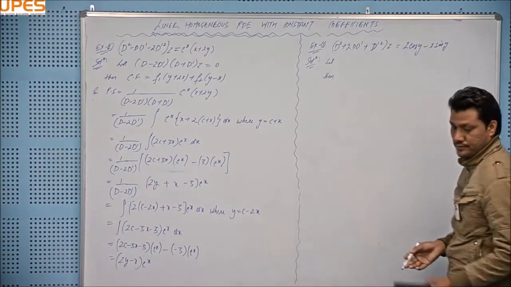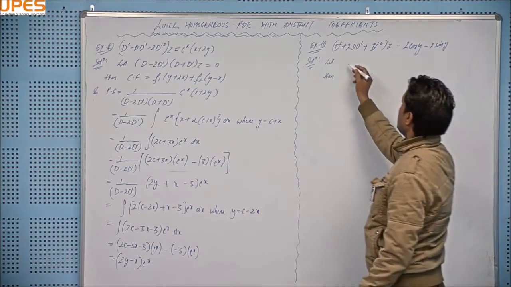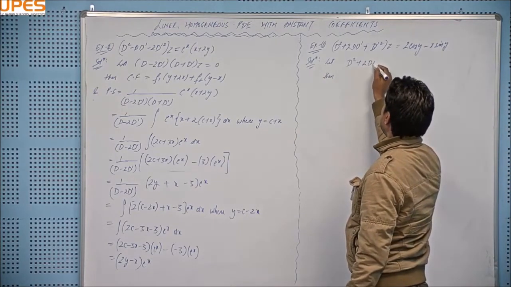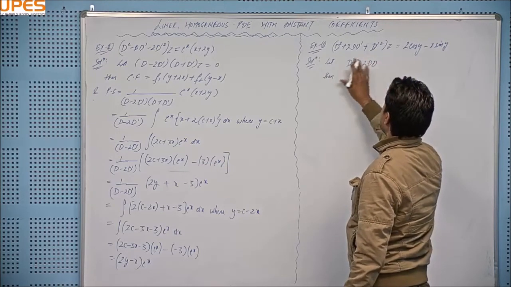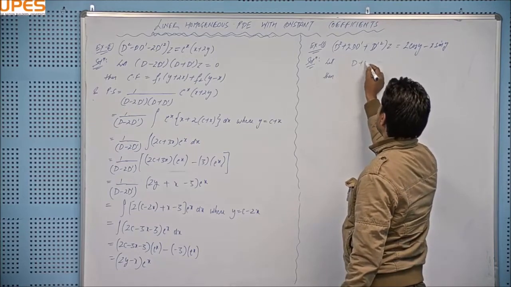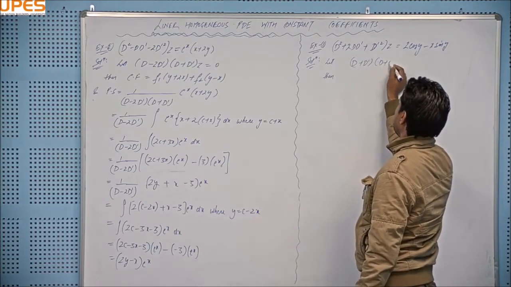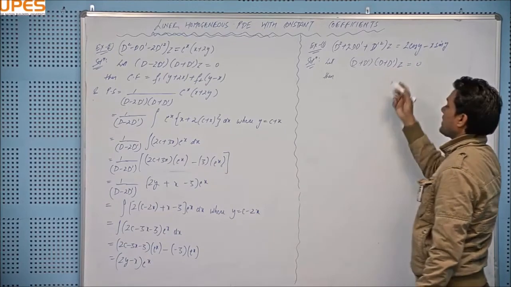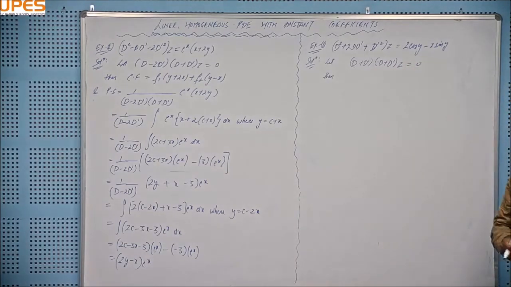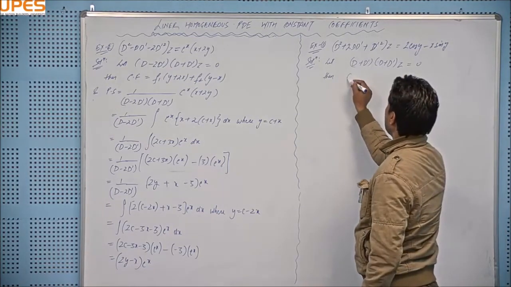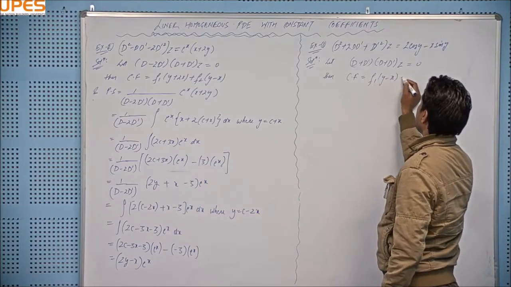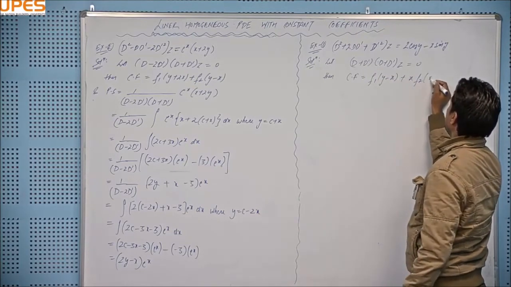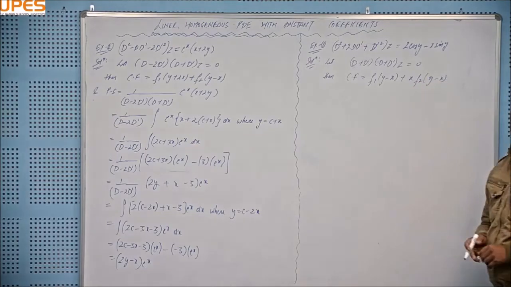Okay, that's fine. So should I factorize it first? Okay, no problem. D plus D dash and D plus D dash z equal to 0, factorizing it and getting linear repeated factors. Then the CF will be, for repeated factors, f1(y minus x) plus x times f2(y minus x). This is the complementary function.